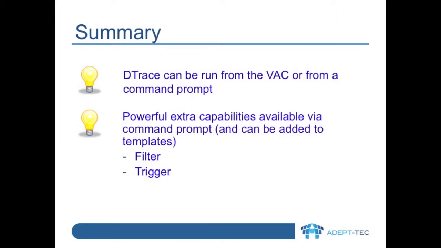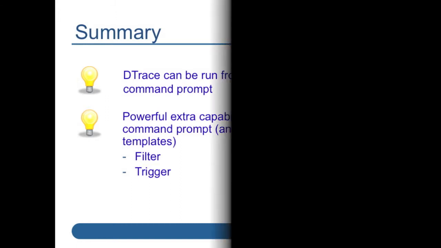So in summary, we have seen that the DTrace utility can be run from the Vault admin console or from a command prompt. Running it via the command prompt means we can do some more advanced things like filtering and use triggers. I hope that showing you how to run DTrace in Enterprise Vault 10 proves useful to you.